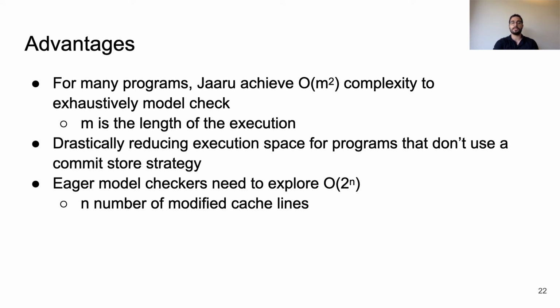If a program does not use the commit store pattern, it can still benefit from Jaaru to reduce the search space compared to naive model checkers. In fact, in a naive model checker, if n different cache lines have unflushed stores in the pre-crash execution, then the number of post-crash states is at least 2^n.